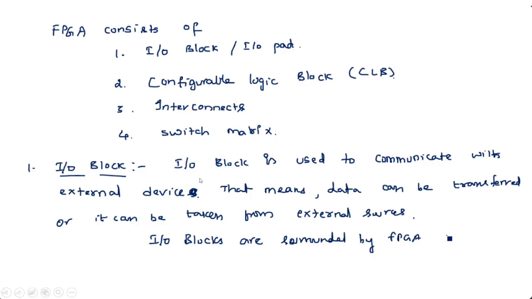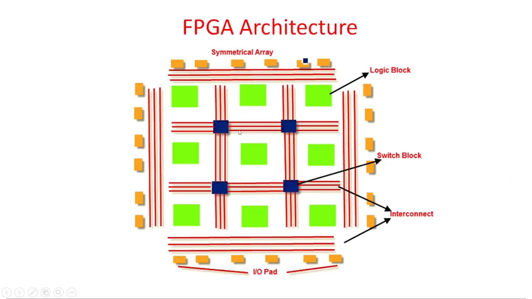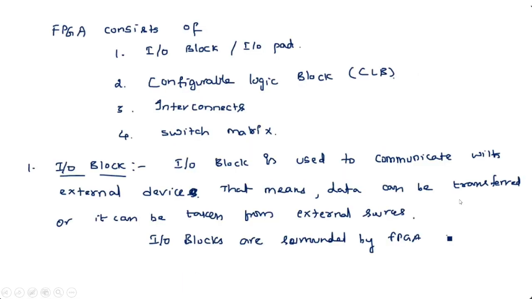What are I/O blocks? I/O blocks are used to communicate with external devices. Suppose you want to connect some external peripheral, you need input output blocks on the FPGA. We connect the external device to the I/O block, and whatever data is there will be transmitted to and taken from the external source. These I/O blocks surround the FPGA symmetrically, on all sides.